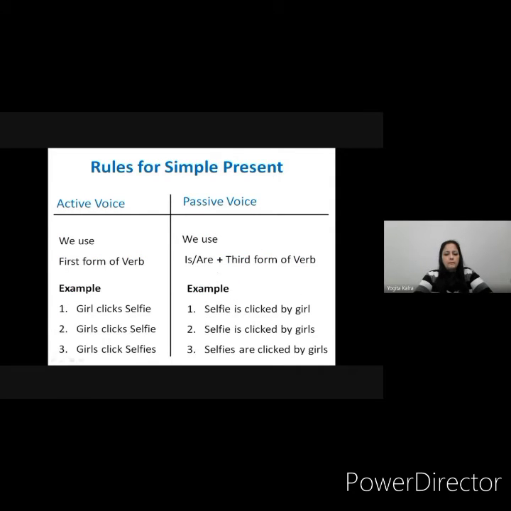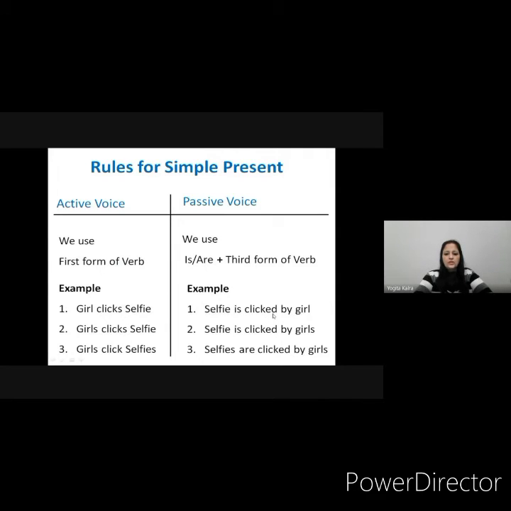Now we have to keep in mind how the active voice is changed into the passive voice in the simple present tense. In the active voice, we use the first form of the verb, and in the passive voice, we use is or are plus the third form of the verb. For example, girl clicks selfie. Now here, clicks is the first form of the verb, children. And in the passive voice, it changes into: selfie is clicked by girl, right?